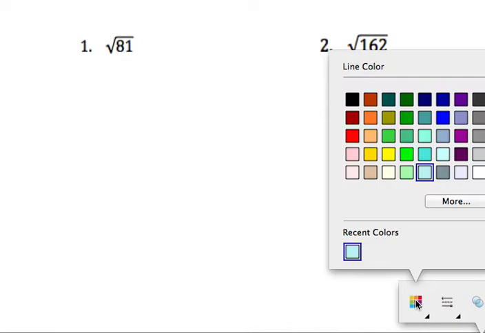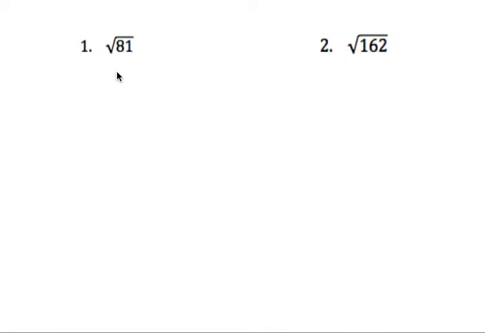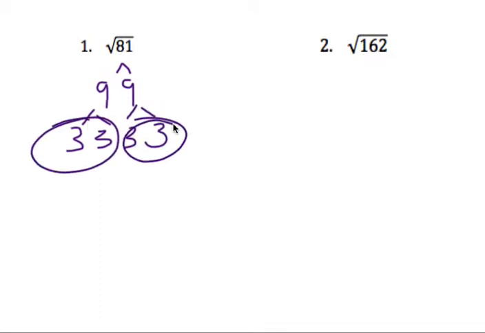The biggest thing you want to do, remember, is break things down into pairs. So we're going to take 81 and we're going to split it up. So I want to look for things that I know multiply to 81. Well, that's going to be 9 and 9. Remember, our goal here is to break things down completely into factors. So then I have 3 and 3. So I have a pair of 3's here and a pair of 3's here. So I'm going to go ahead and write that underneath a radical.